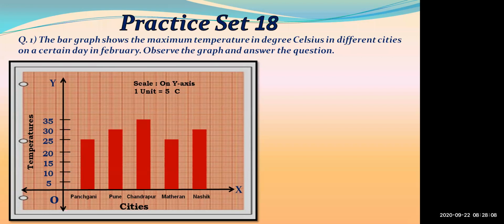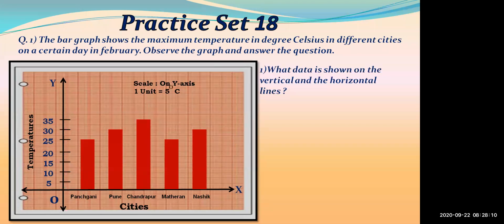So what is the question here? You will see the first question. What data is shown in this? Can you tell me what data is shown here in the vertical and horizontal line? Can you tell me?